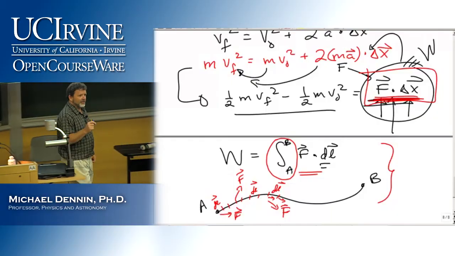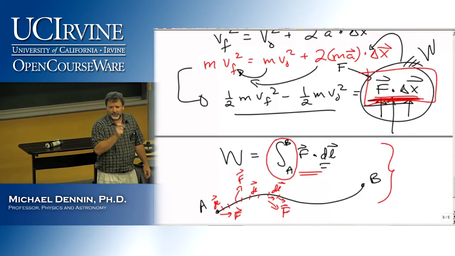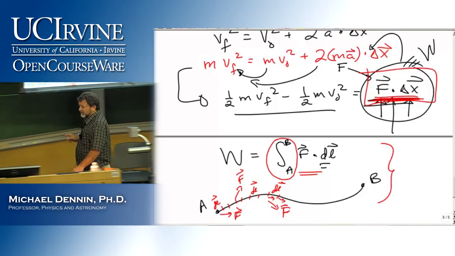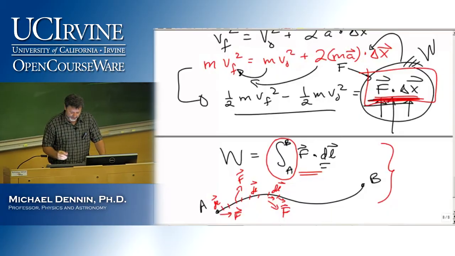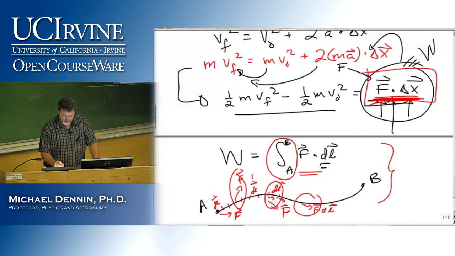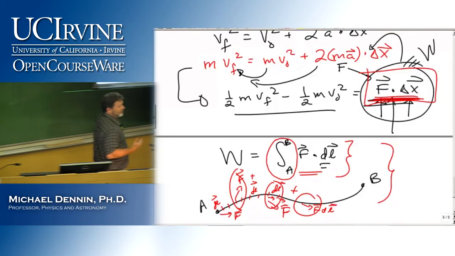An integral tells you to add up all the little pieces that are underneath the integral. So it says, I'm going to take a bunch of F dot dl's, so that's what I'm showing here. At each little place, I take an F dot dl, and then I add them all up. And the integral is a mathematical way of doing that adding up.